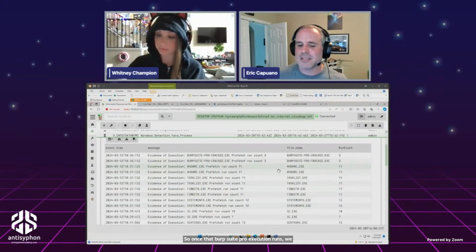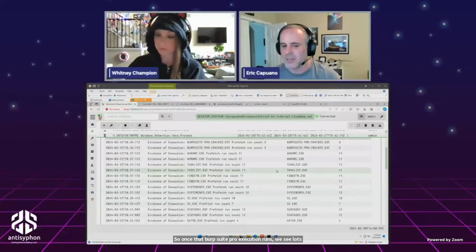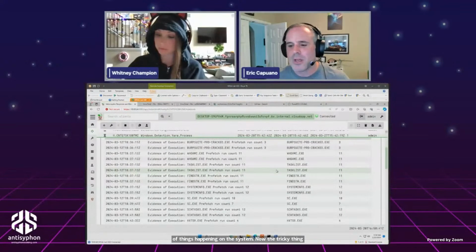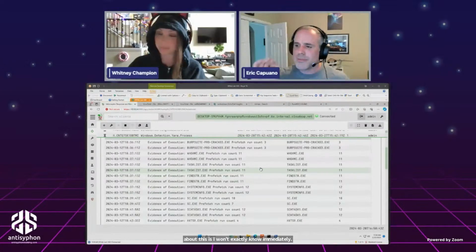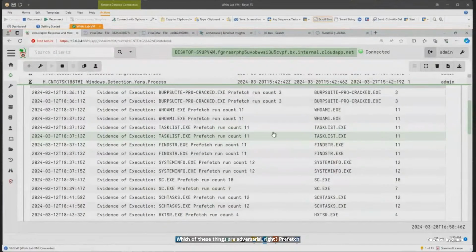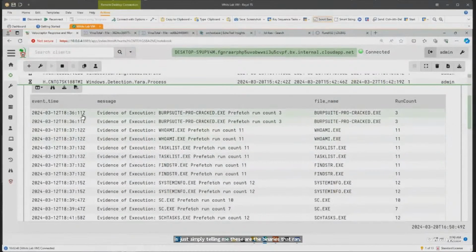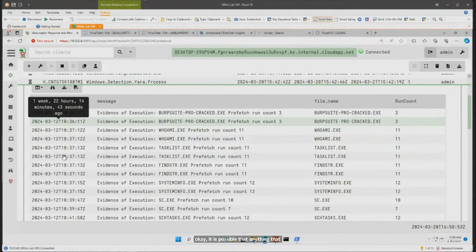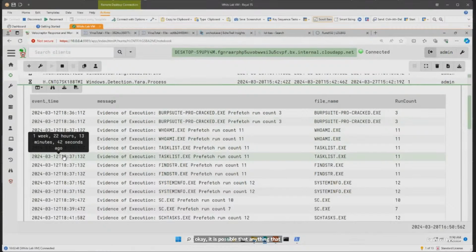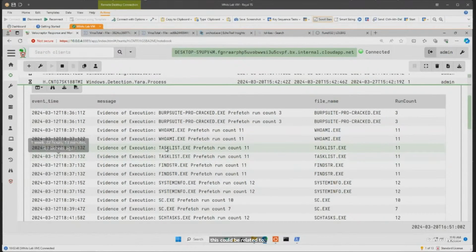Now, the tricky thing about this is I won't exactly know immediately which of these things are adversarial, right? Prefetch is just simply telling me these are the binaries that ran, but I can use temporal proximity to understand, okay, it is possible that anything that happened after this could be related to the malware because it happened after the malware ran, right? So just looking for things that stand out as, I want to know more about why that happened, right?